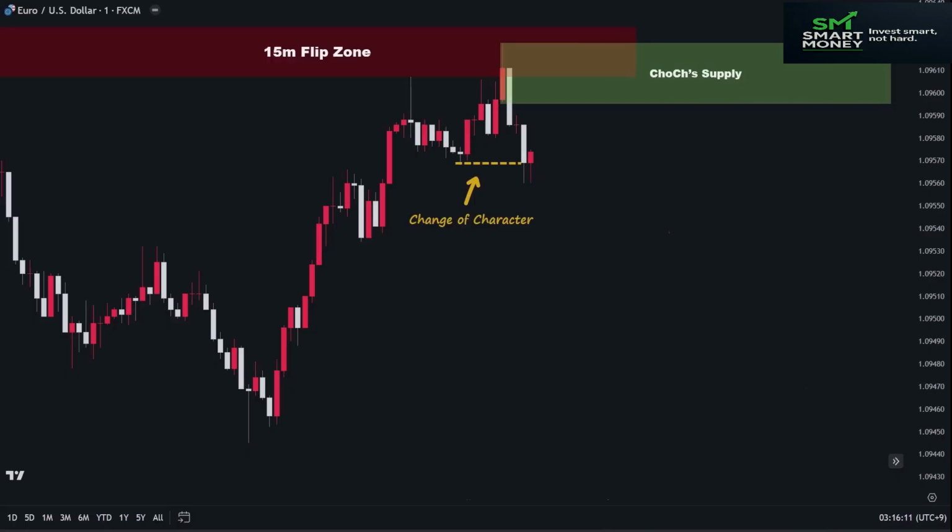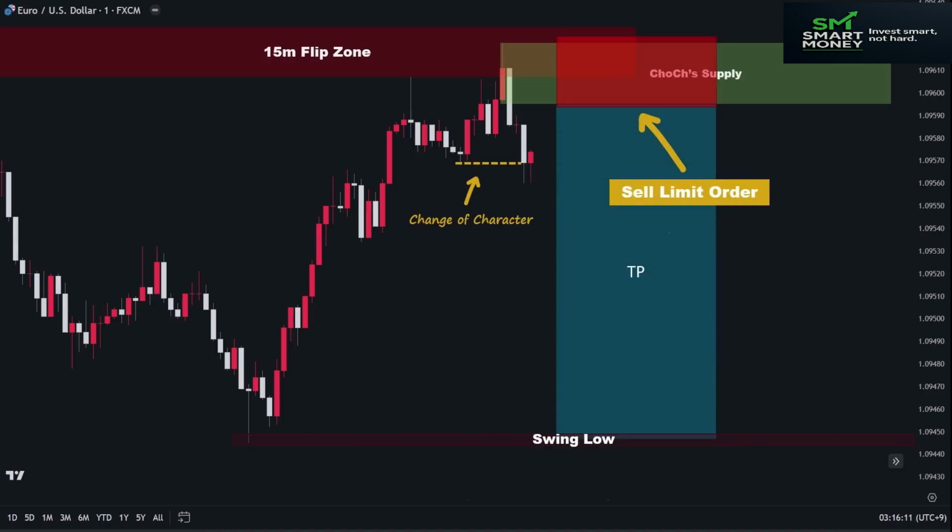In the next step, I will place a sell limit order at the lowest point of the zone and set my stop loss a few pips above the highest point of the zone. As for the take profit target, I am aiming for this swing low, as I anticipate the price to move in that direction. Let's continue and see what unfolds next.